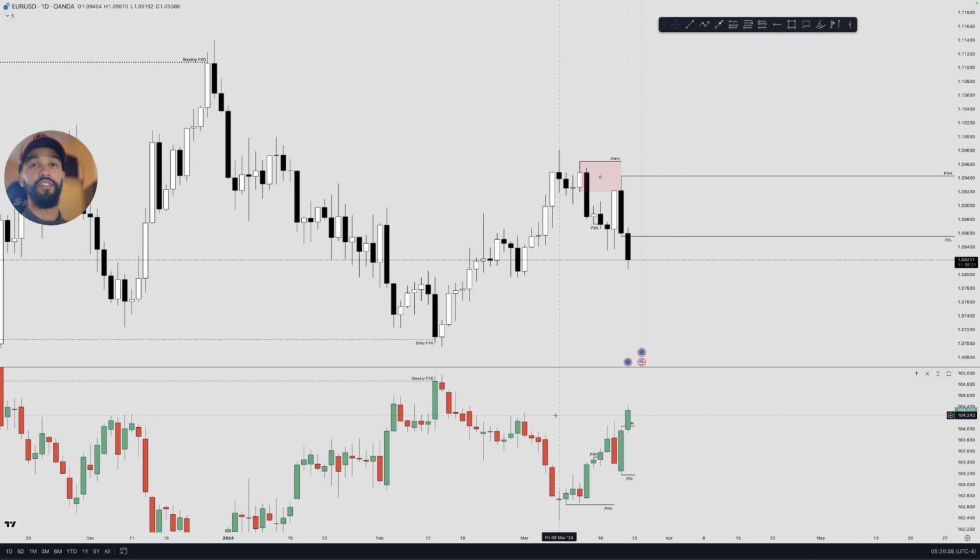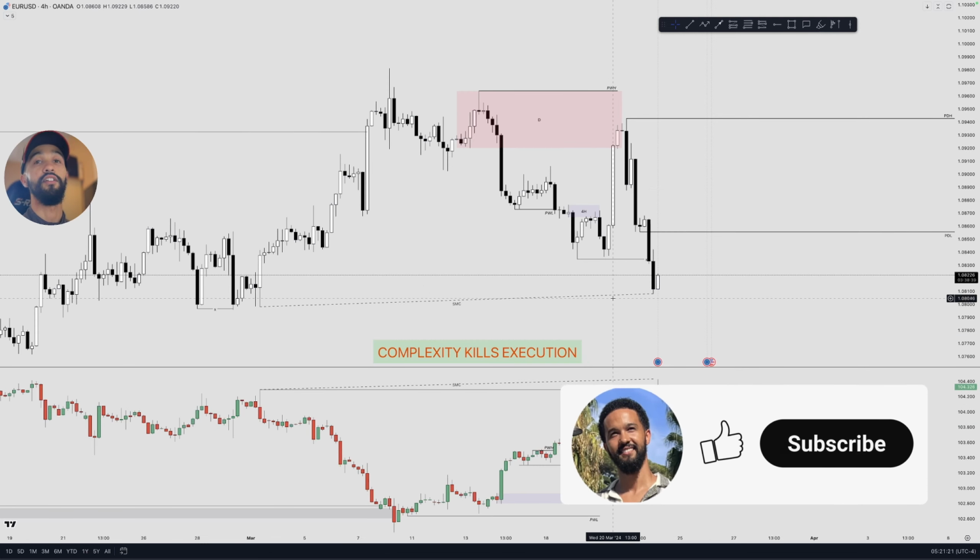So there's not much to see on the daily apart from we can see where the momentum is and how much price has moved today. So let's go down to the 4 hour and see what that shows us. On the 4 hour now, I'd say it does look like we're bearish.